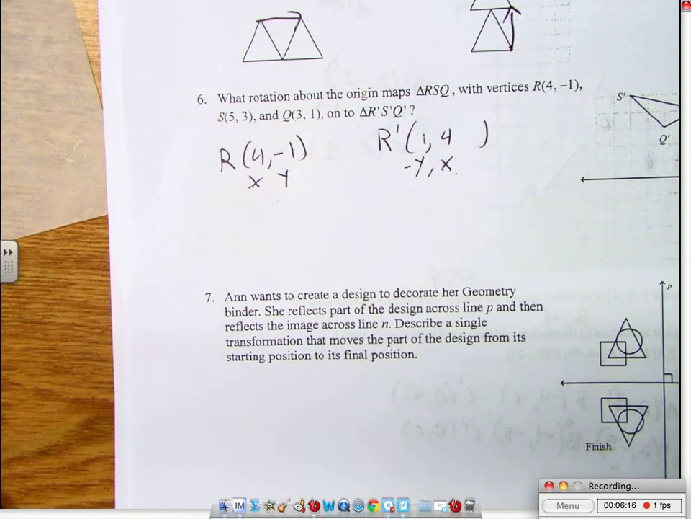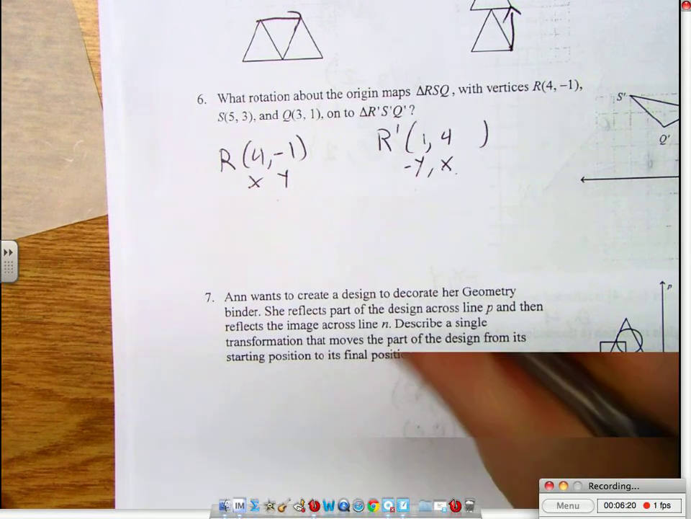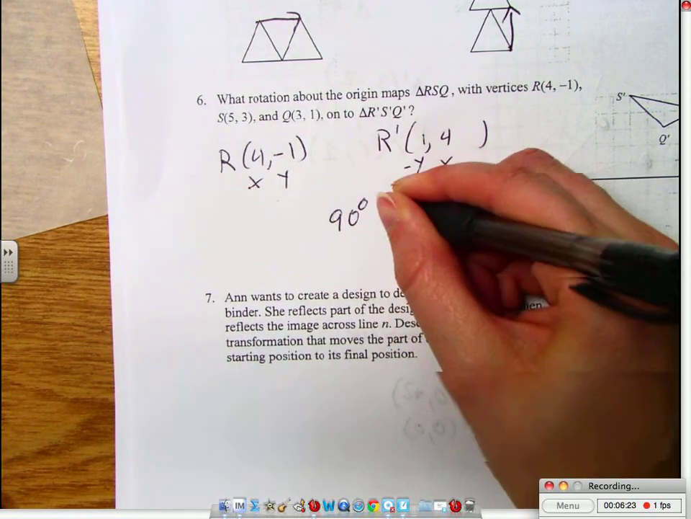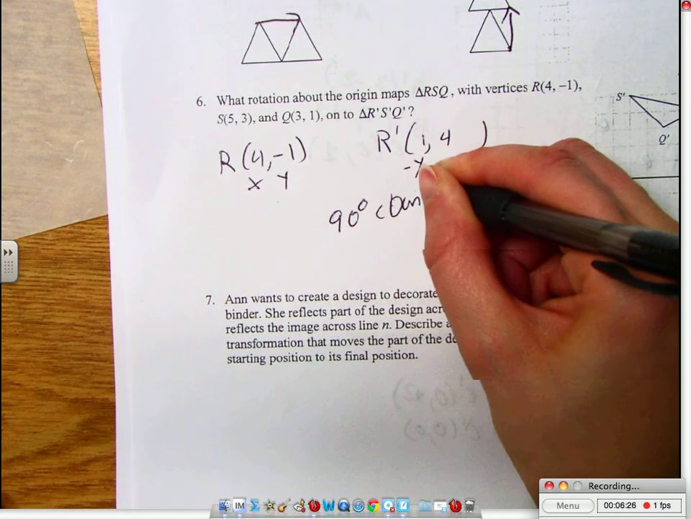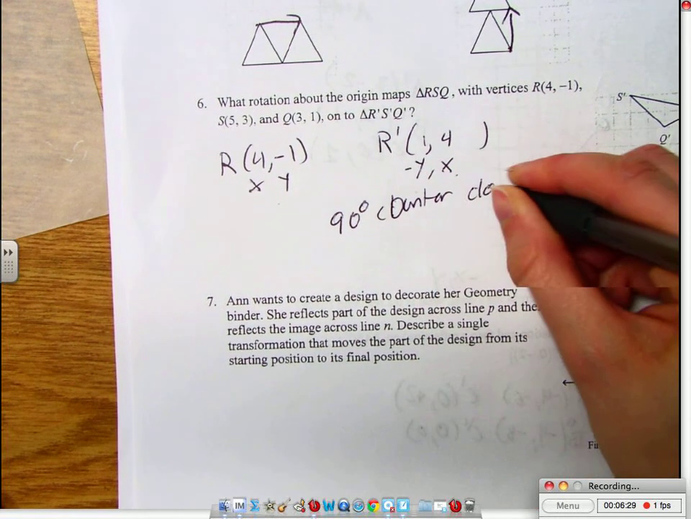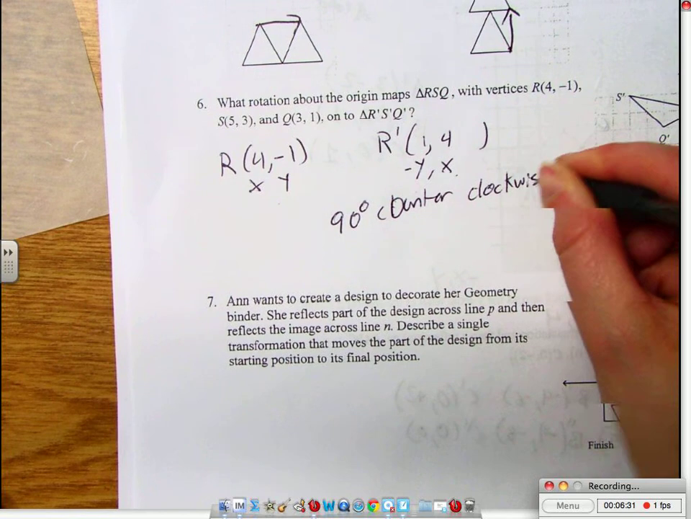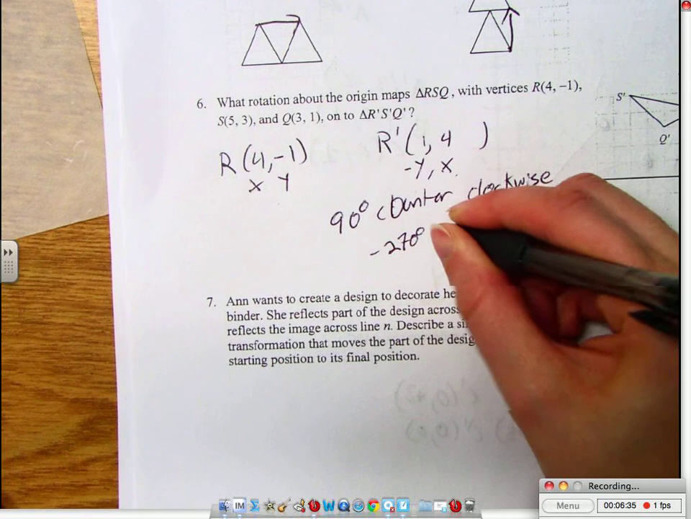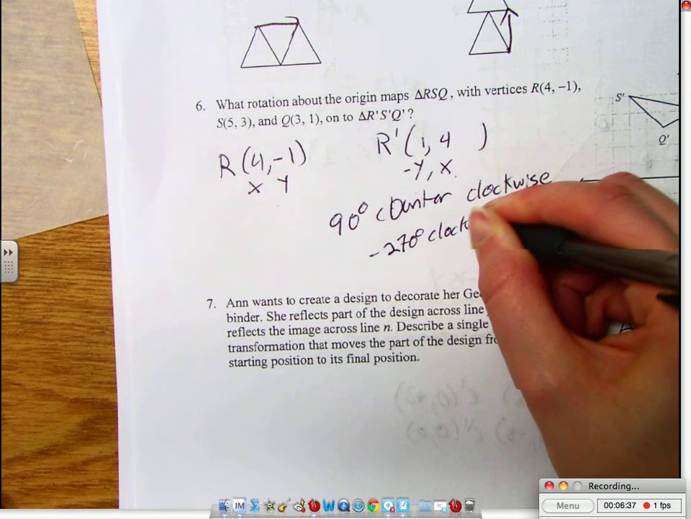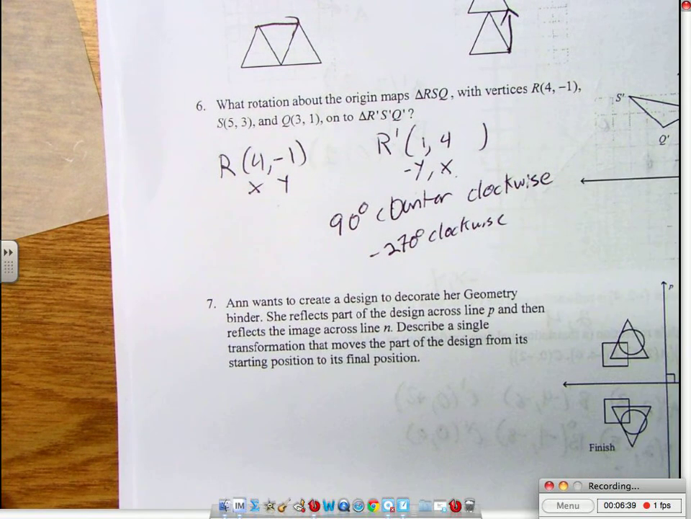Okay, so now I'm going to look up on the board. Which one's negative y comma x? Oh, it's 90 degrees clockwise, counterclockwise, or negative 270 degrees clockwise. Okay. Now you can of course double check it by looking at S and Q too, but I would just pick one.